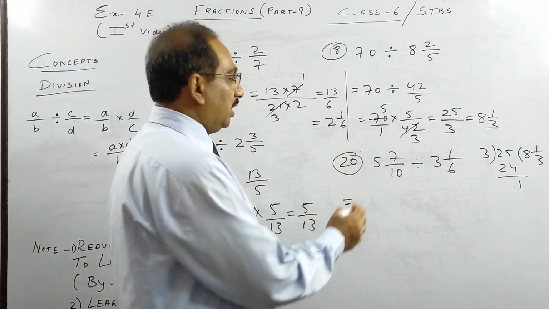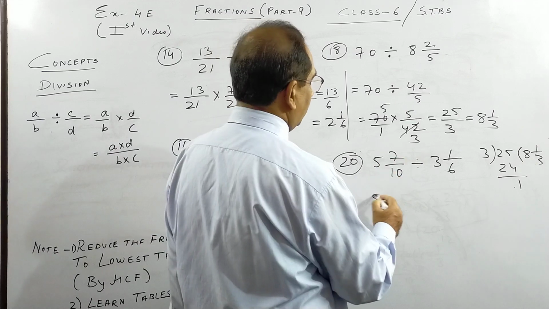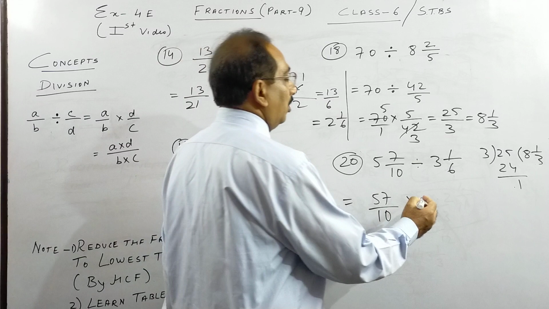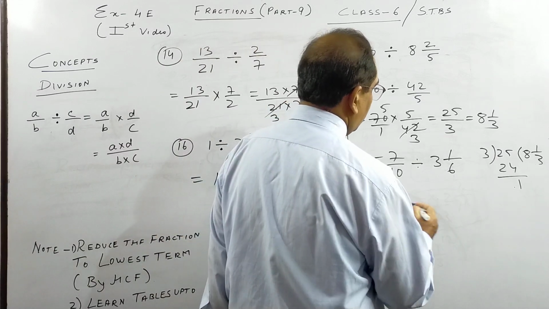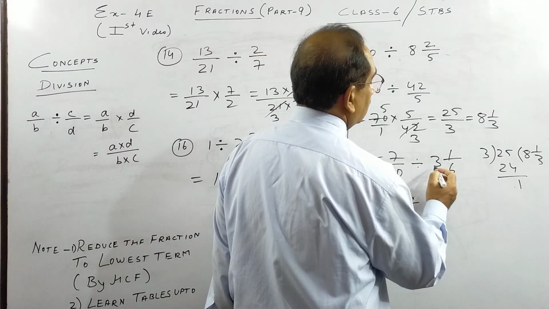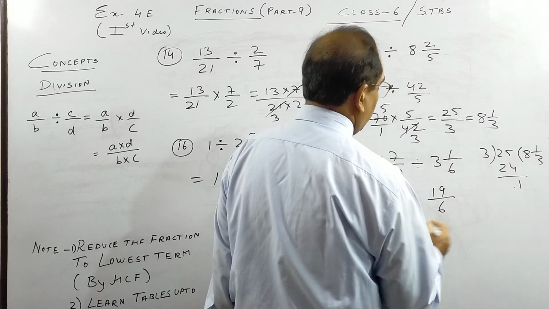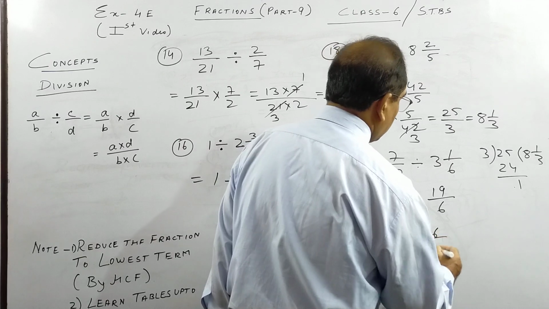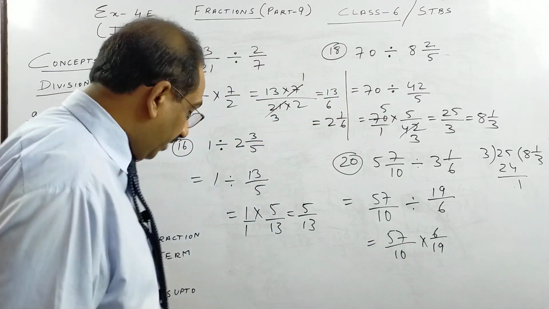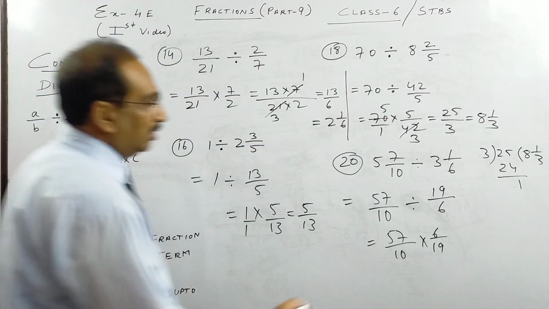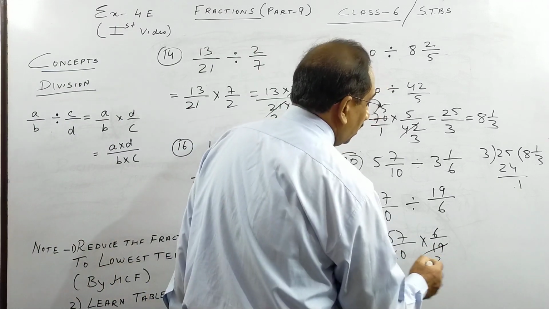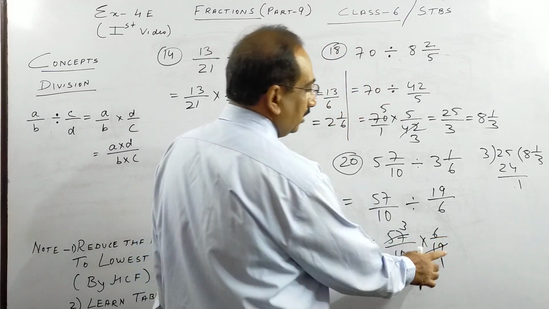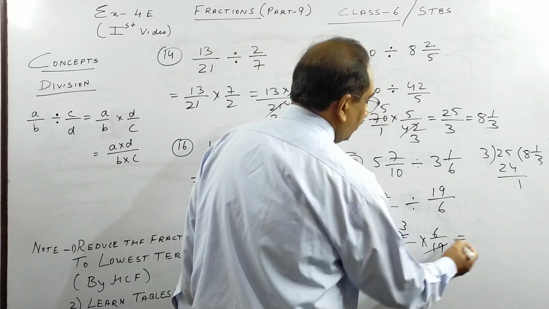I'm going to the last one. 10 5s are 50 plus 7, 57 by 10. Into, I should not put, because first I should have division only. 6 3s are 18 plus 1, 19 by 6. This is 57 by 10 divided by 19 by 6. If you know table of 19, that's why I said up to 20. 19 3s are 57, 19 1s are 19.